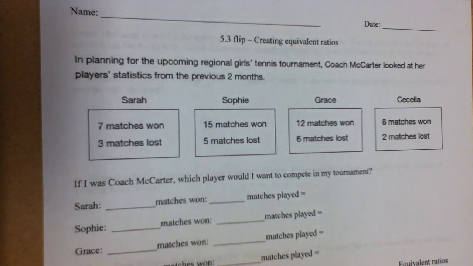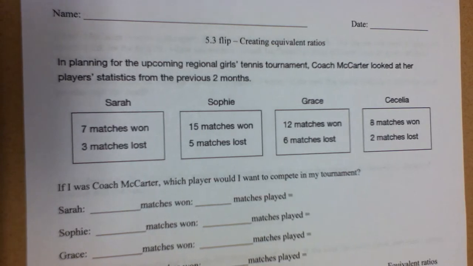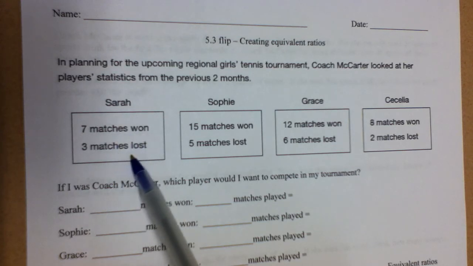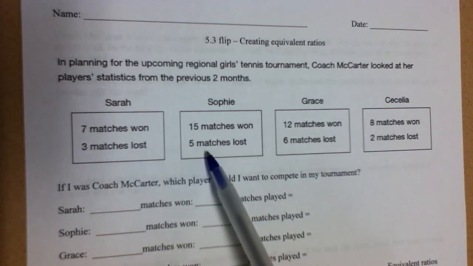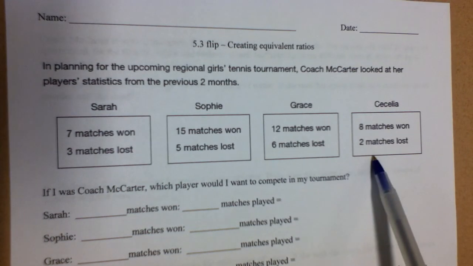In planning for the upcoming regional girls tennis tournament, Coach McCarter looked at her player statistics from the previous 2 months, and they are as follows. Sarah won 7 matches and she lost 3. Sophie won 15 and lost 5. Grace won 12 and lost 6. And Cecilia won 8 and lost 2.